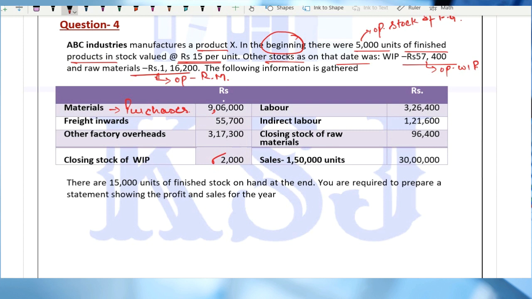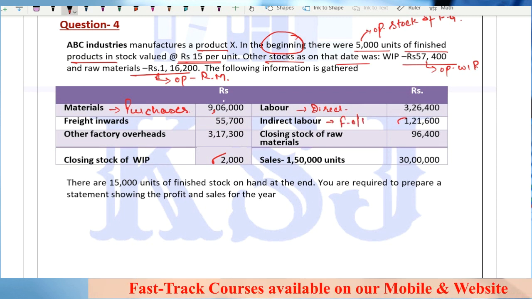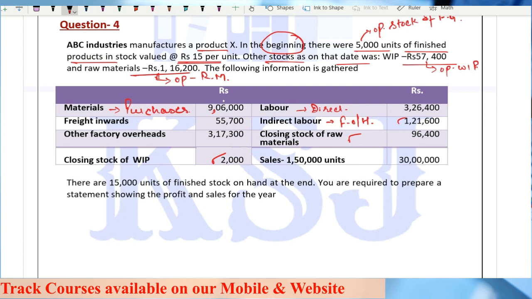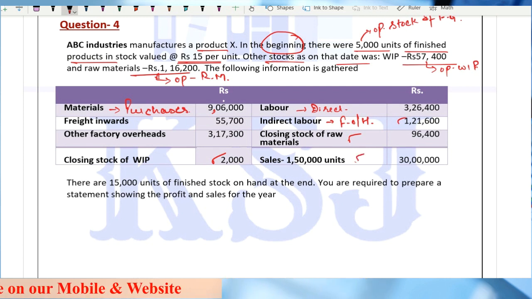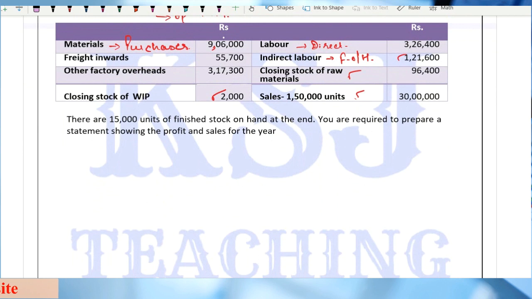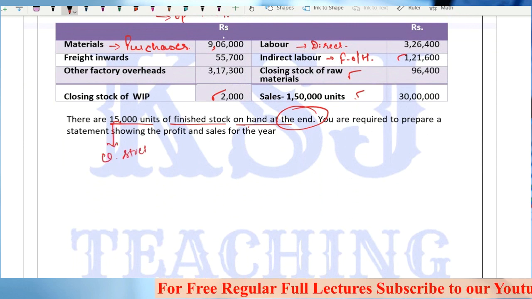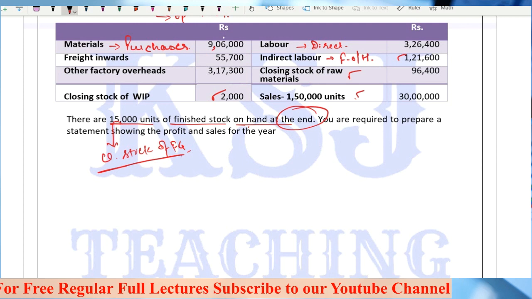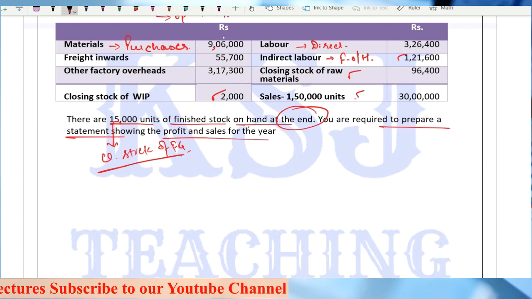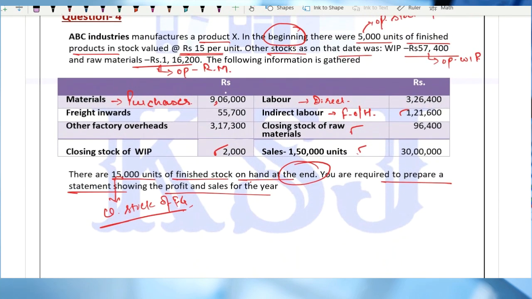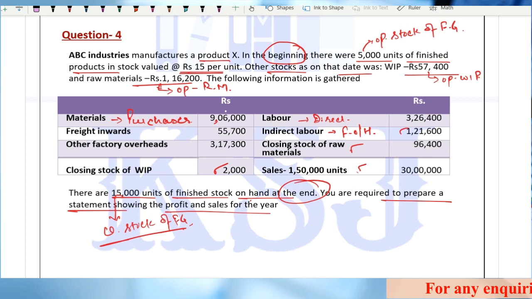Labor is given. This is direct labor. Indirect labor will go where? It will go in the factory overheads. Closing stock of raw material is given, and the sales is given, 1,50,000 units. There were 15,000 units of finished goods on hand at the end. That means this is your closing stock of FG. You are required to prepare a statement showing the profit and sales for the year. Sales is given, sir, 30 lakh. What should we do in the sales? Nothing. So what you have to show is the total cost and the profit.